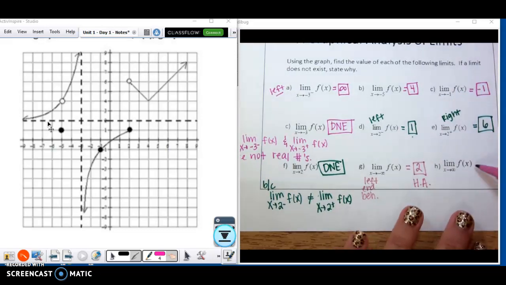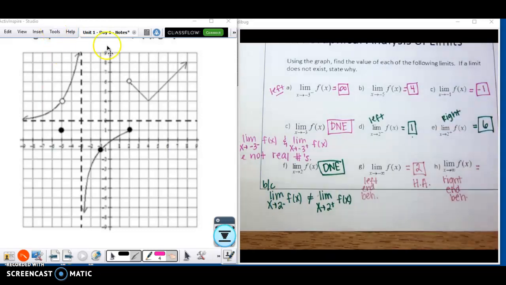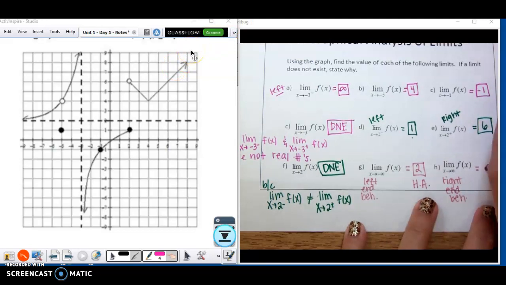So then it says the limit as x approaches infinity. So this is talking about that right end behavior. So we're looking at the right side of the graph. On the right side of the graph here, this graph keeps going up and up and up, and the y's keep getting bigger and bigger and bigger. So this one's going to approach infinity.